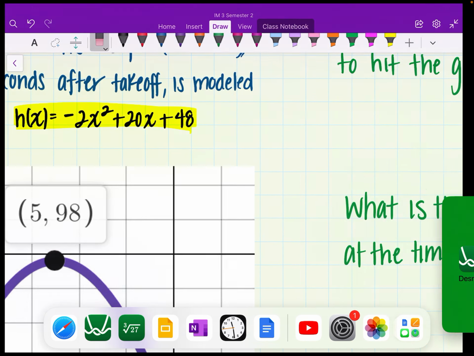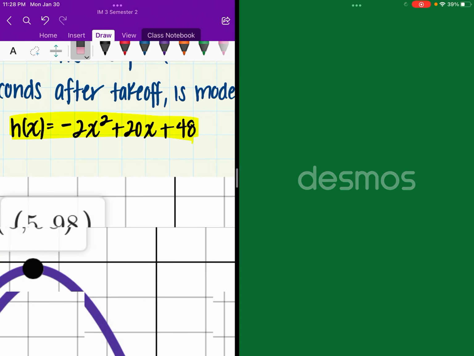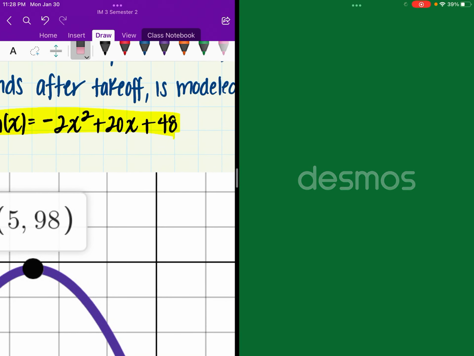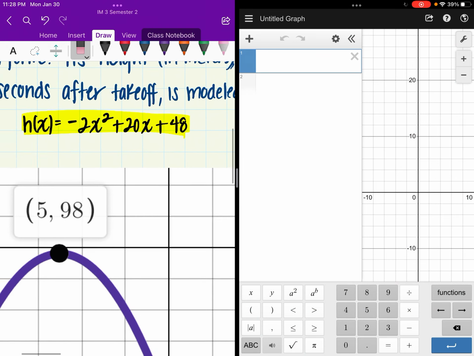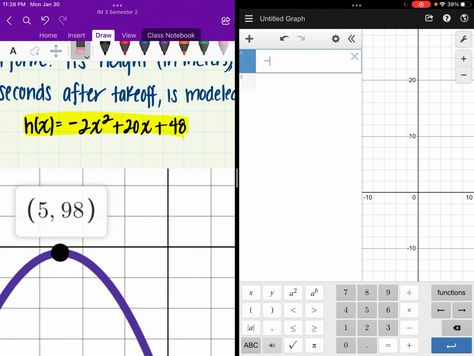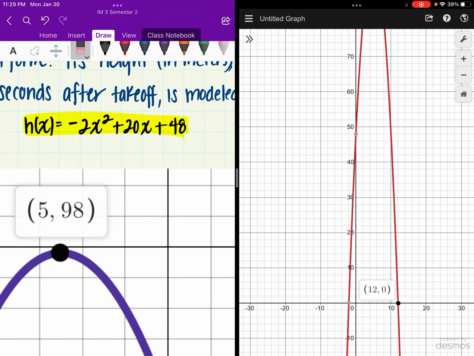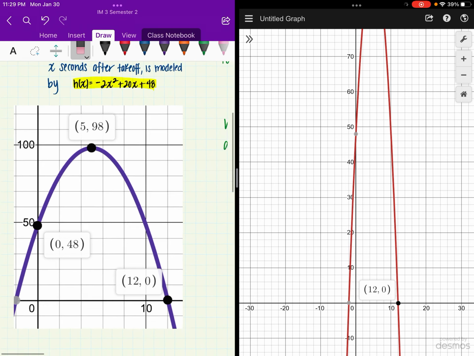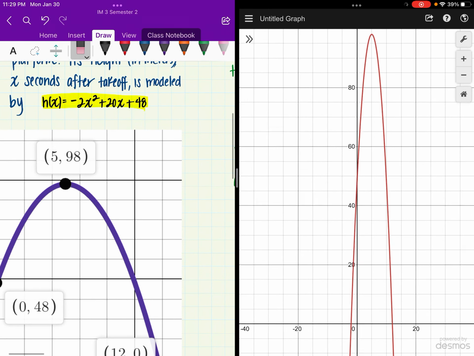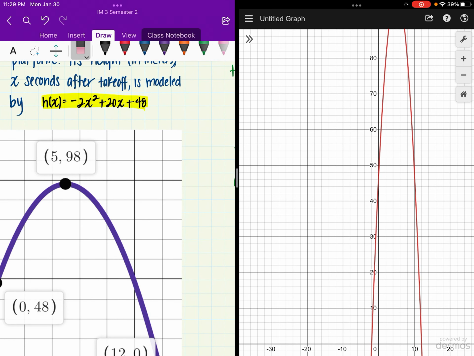So let me actually walk you guys through that, just in case it's not fresh in our memory. So let's go ahead and actually type that equation in. I have a negative 2x squared plus 20x plus 48. Notice in this case, we do have our parabola here. I hope we are matching. Yes, we are matching some of our main points.